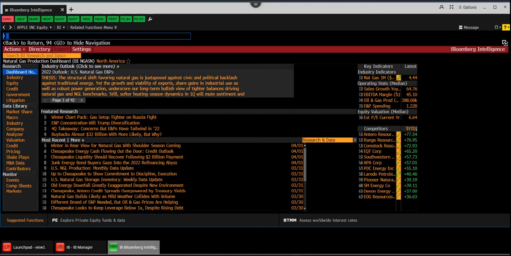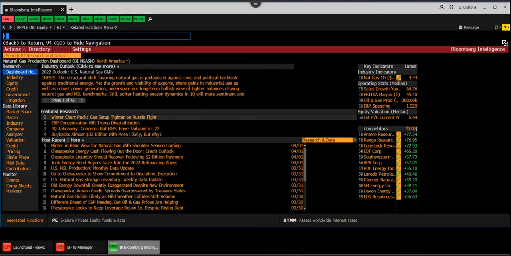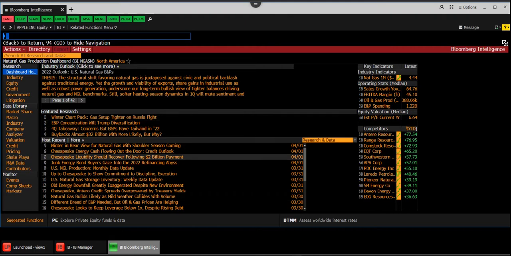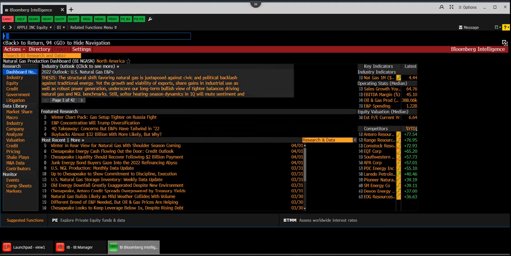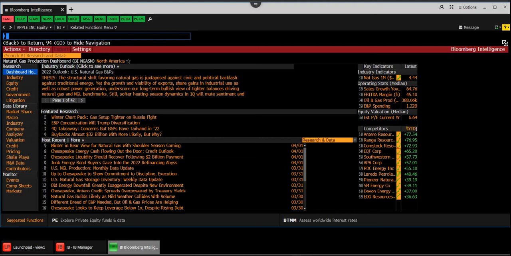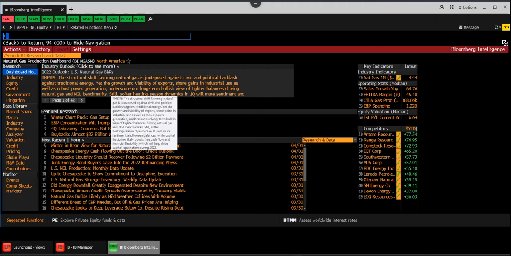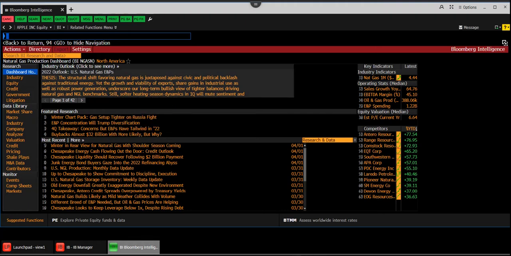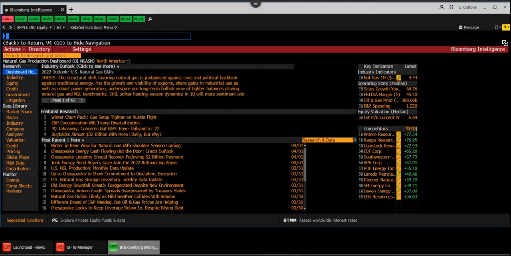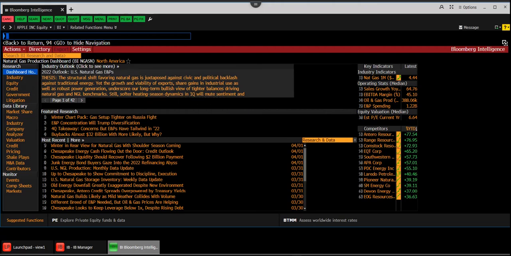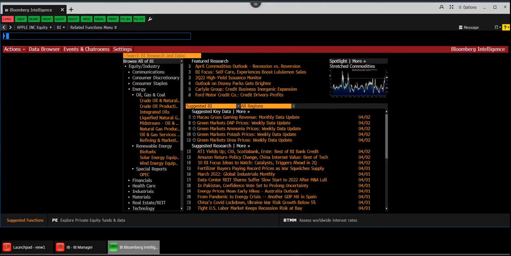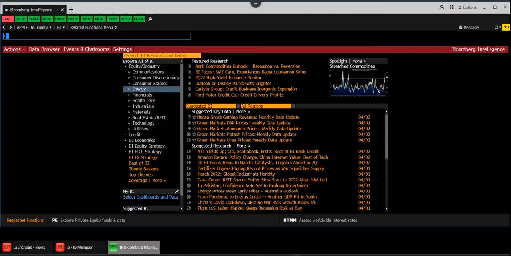Well, here is their own dedicated page showing research, most recent. You can look at macro valuation, their industry outlook for Bloomberg, their own opinion. It says, underscore our long-term bullish view. There might be tighter balance driving natural gas, and in that sense, it provides a good metric, a good starting point for people that are researching sectors or companies.